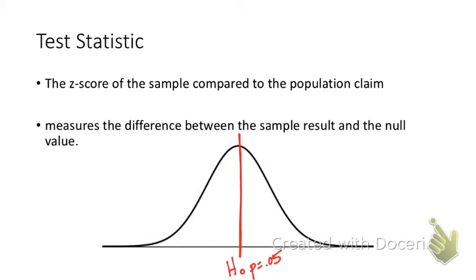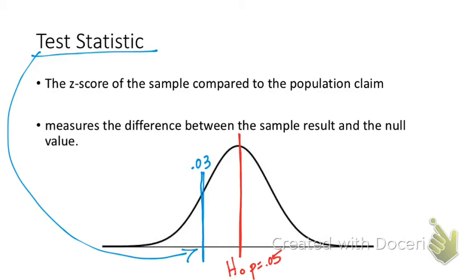Then we go out and we take a sample, and let's say that 3 out of the 100 people that I sampled told me that they lost their TV remote in the freezer. So that 3% is going to go over here somewhere. This is our sample, 0.03. So when we took our sample, we got 3%. What a test statistic is, it is the z-score of our sample. Basically, relative to the 5%, how far away from our z-score is our sample.